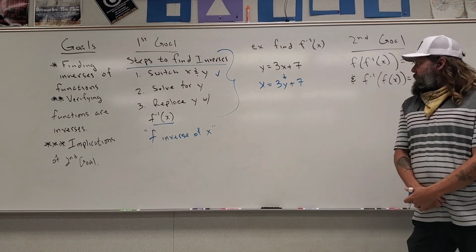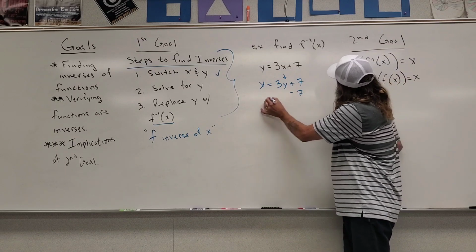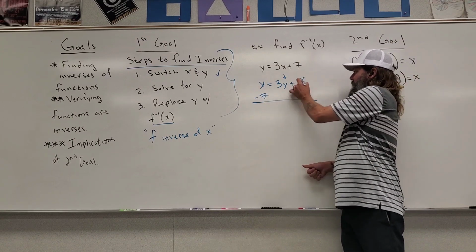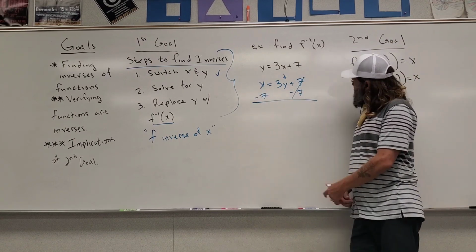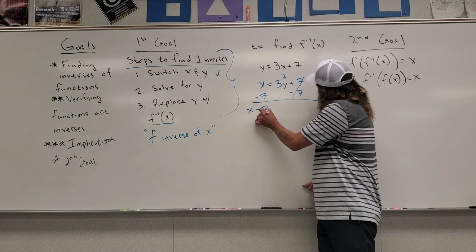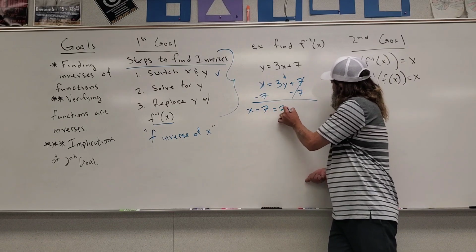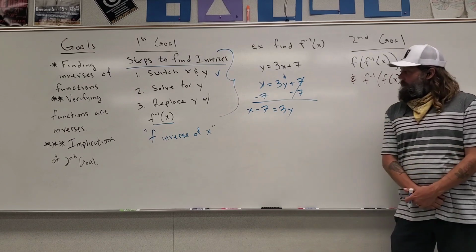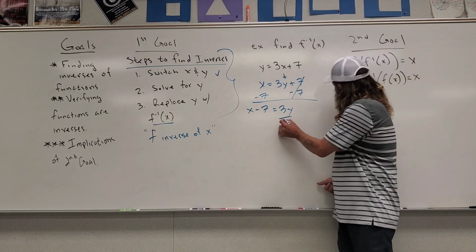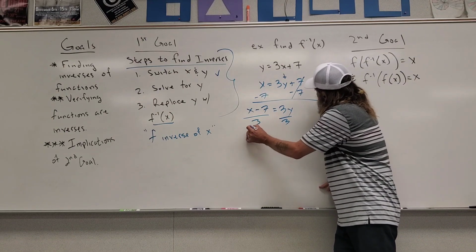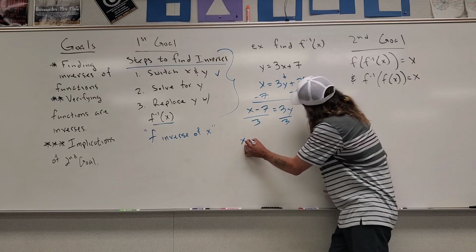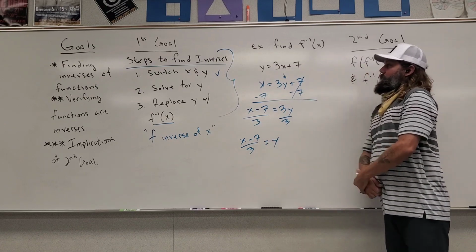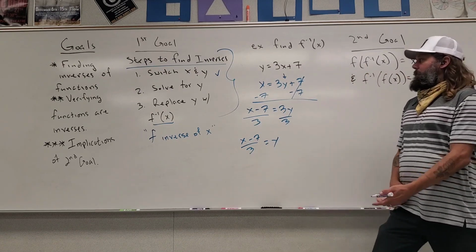I'm going to accomplish that by subtracting 7. And then these 7s are going to cancel, but I don't know what x minus 7 is, so I'm just going to leave that as x minus 7, and that's equal to 3y. I need to get the 3 away from the y, and I do that by dividing everyone by 3. So I'll divide the right side by 3, and I'll divide the left side by 3, and I'm left with x minus 7 over 3 is equal to y. All right, so I solved for y. I did my second step.